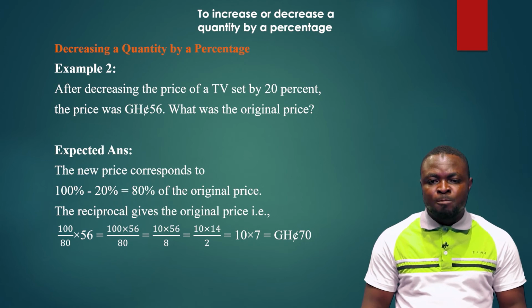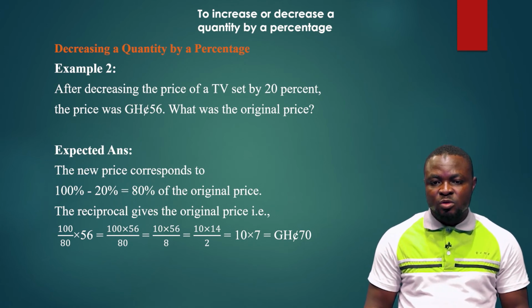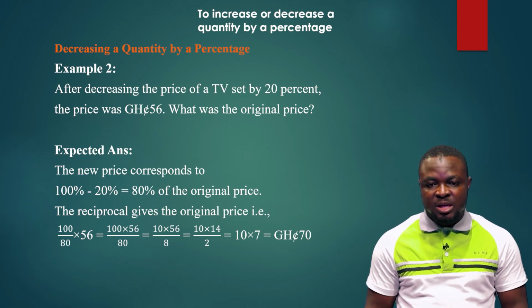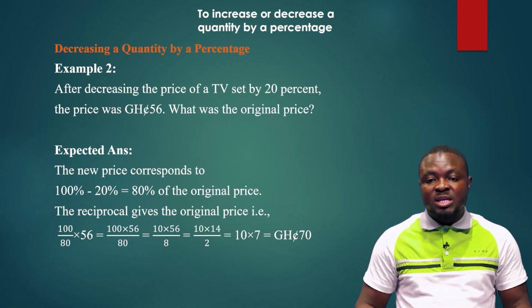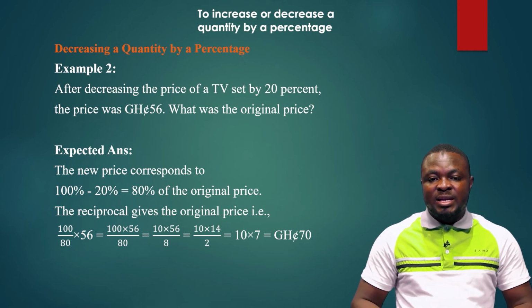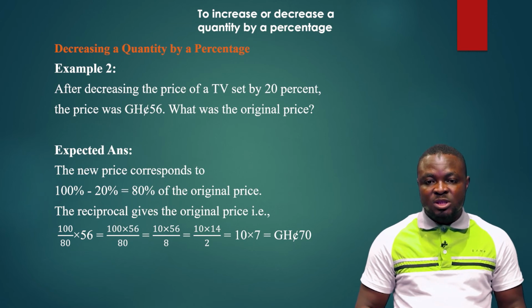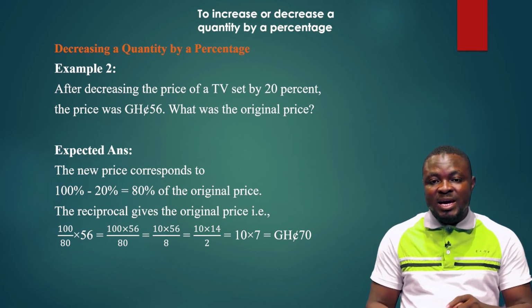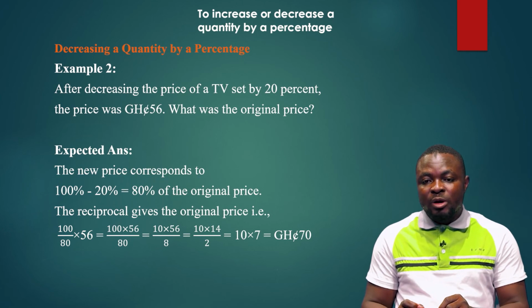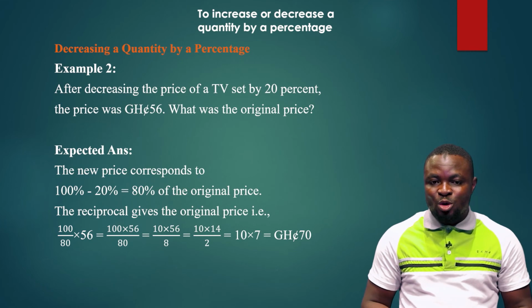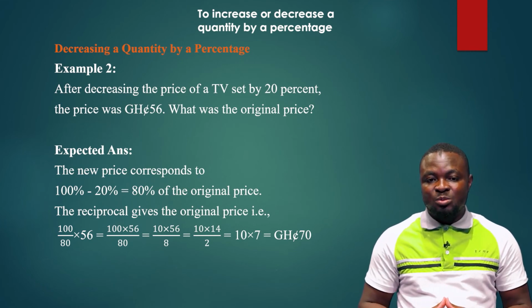So always look for some common terms. You see that for 56 and 8, 4 may be a common term. 4 can go into 56 14 times and go into 8 2 times. So you can reduce the expression to 10 times 14 and divide by 2. You end up with 10 times 7, which gives us 70 Ghana cedis. So you see that the original price is 70 Ghana cedis, which is higher than the 56 Ghana cedis. So that is how you will have to handle such problems.